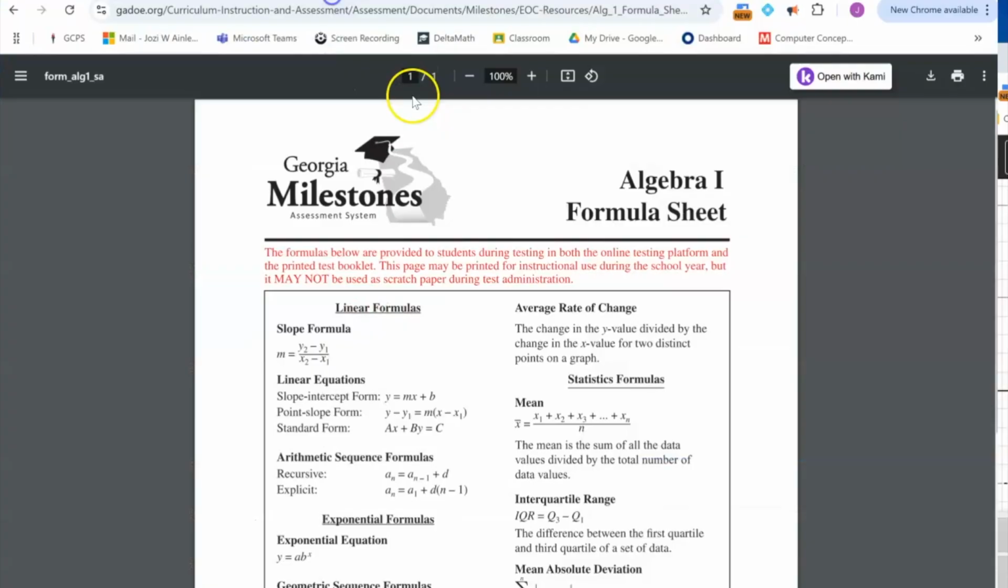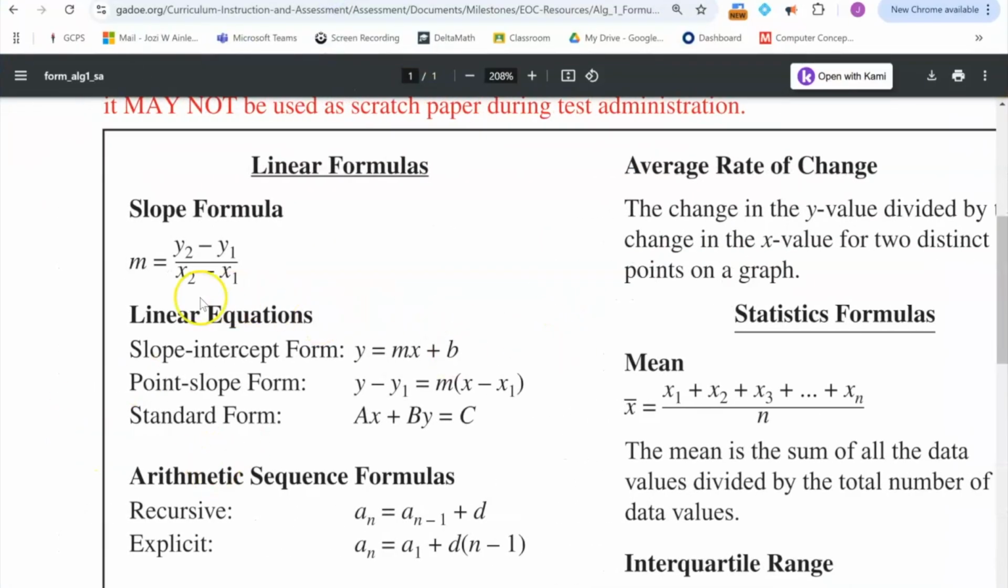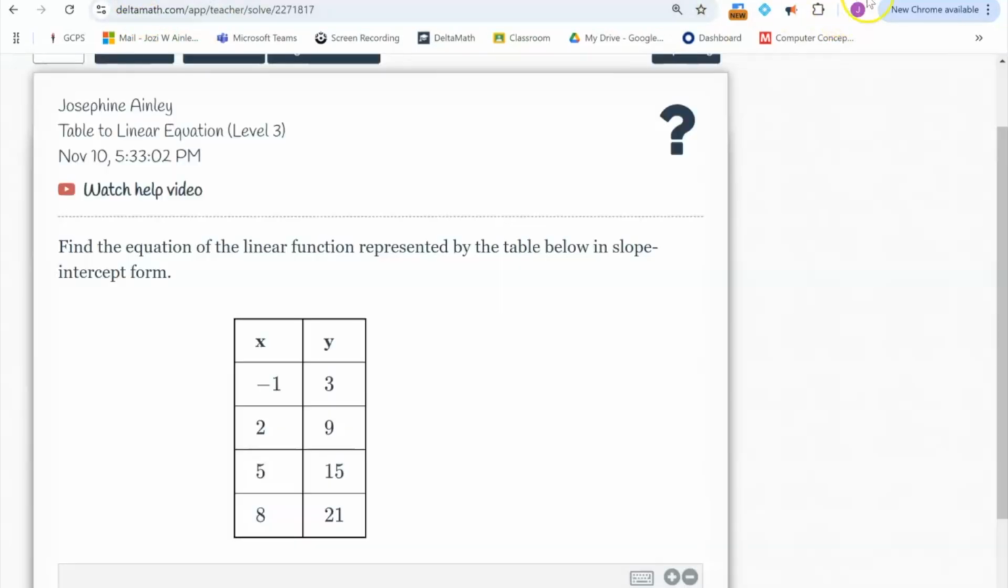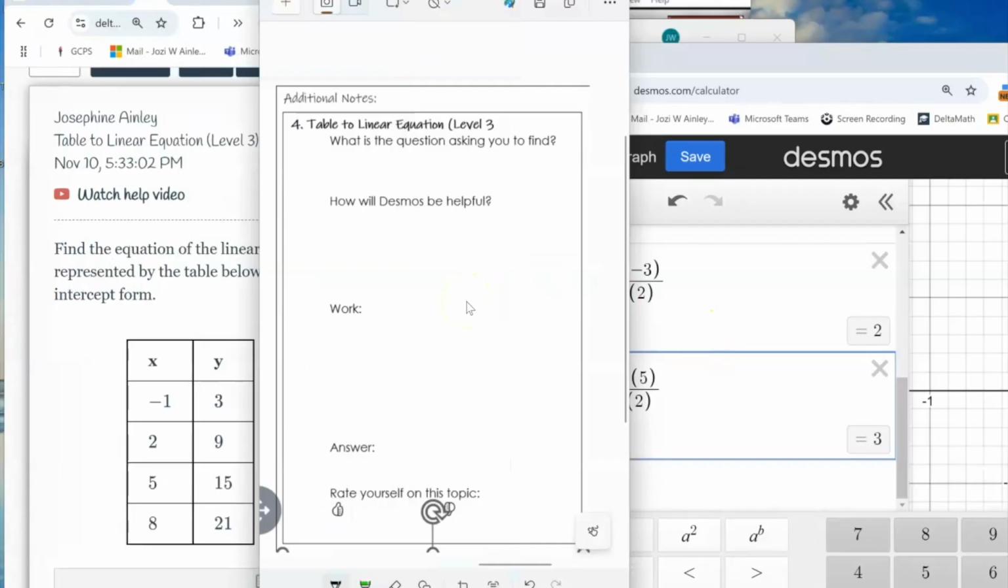So here's my reference sheet. I'm going to make it a little bit bigger, and I'm looking for linear equation, and boom, I see right here, linear equations. These are the 3 forms. What is the form you're most familiar with? It's y equals mx plus b. So when I look back at what this question is asking, you're going to fill this out yourself. I'm not going to do this on every single one, but what is the question asking you to find? It's asking me to find y equals mx plus b.